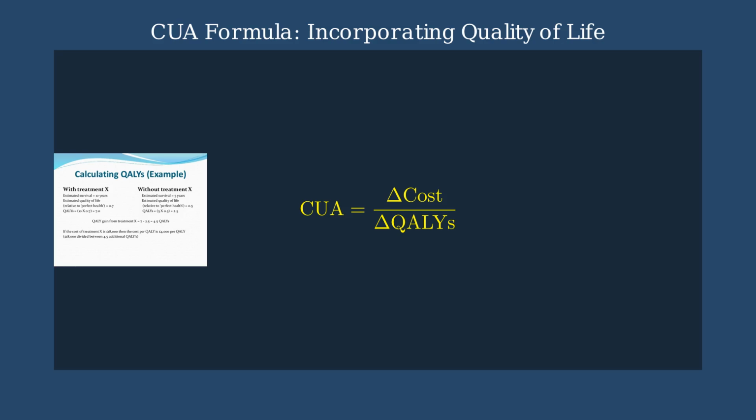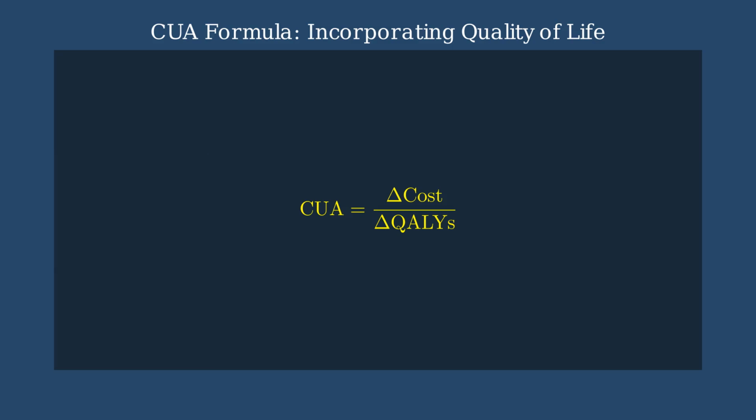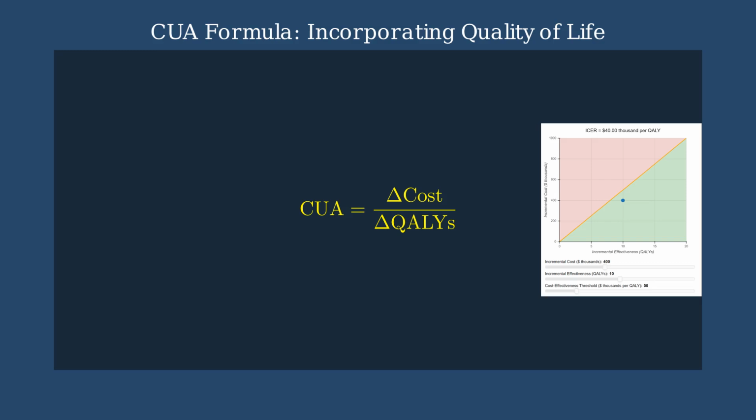This example shows how a treatment increases both survival time and quality of life, resulting in a QALY gain of 4.5 at a cost of £4,000 per QALY. The cost-effectiveness plane helps visualize where interventions fall in terms of cost and QALY gains. Points below the threshold line represent cost-effective interventions, while those above exceed the willingness to pay threshold.